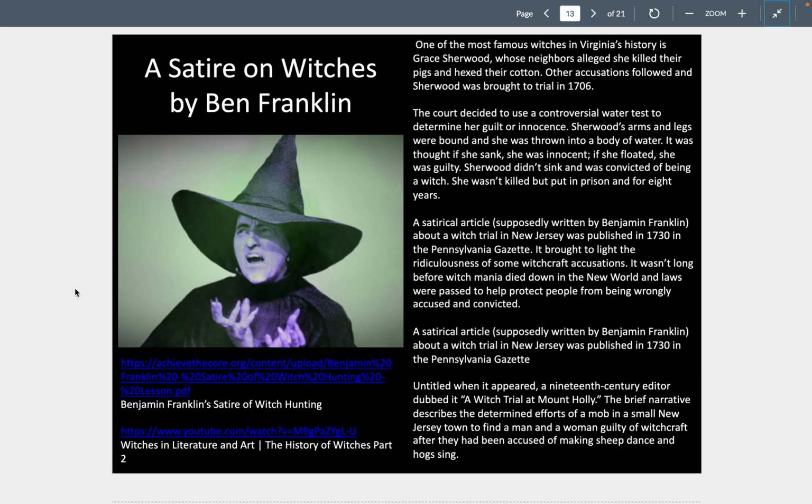A satirical article, probably written by Benjamin Franklin, about a witch trial in New Jersey was published in 1730 in the Pennsylvania Gazette. It brought to light the ridiculousness of some of these witchcraft accusations. And it wasn't long before the witch mania died down in the New World and laws were passed to help protect people from being wrongly accused and convicted. The satirical article about the witch was untitled, and it was dubbed A Witch Trial at Mount Holly. A brief narrative describes a determined effort of a mob in a small New Jersey town to find a man and a woman guilty of witchcraft after they had been accused of making sheep dance and hogs sing.